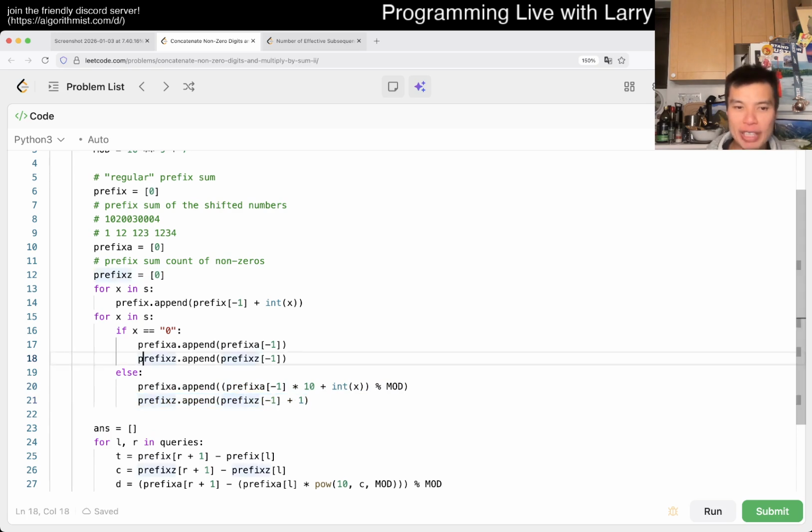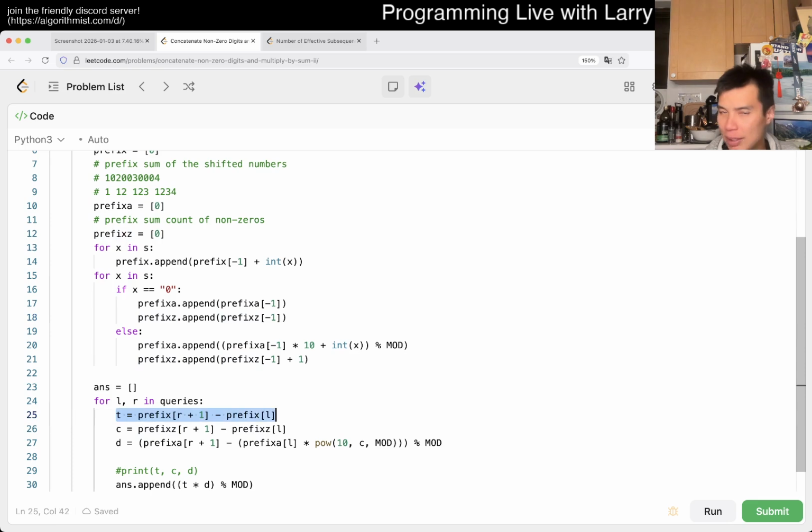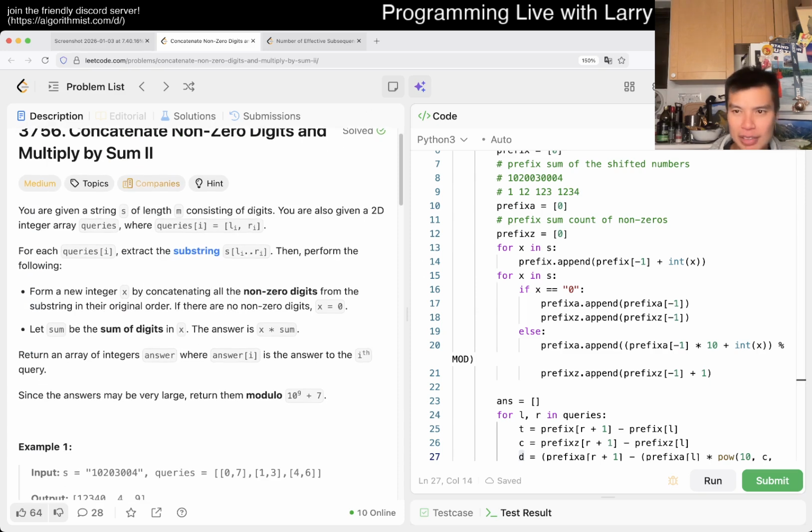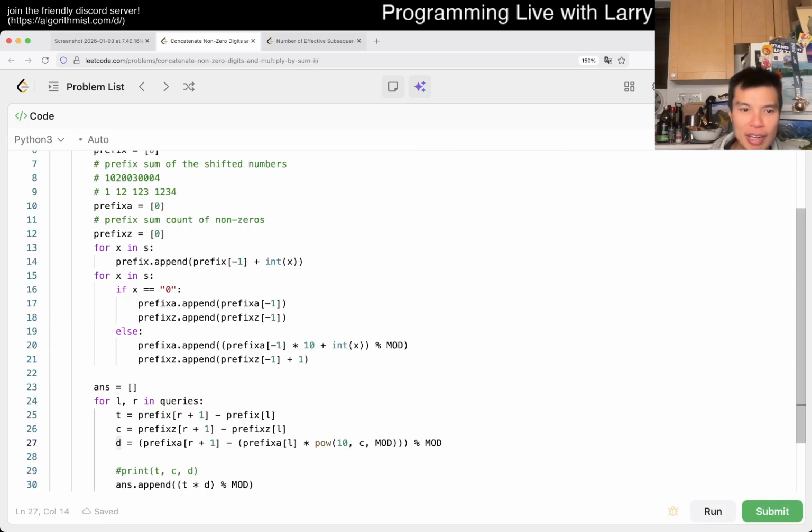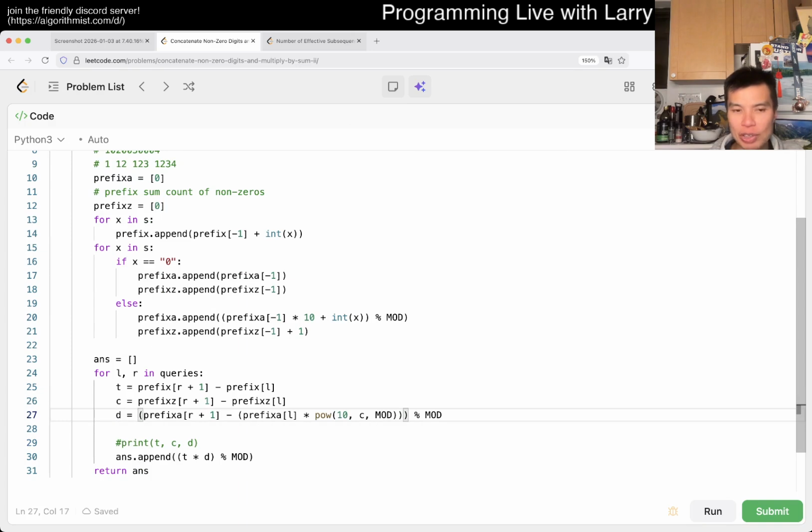And then for each query, the prefix sum one should be straightforward. The count of the non-zero digits also should be straightforward, because that is like the prefix sum, but with just 0s and 1s, right? This one is a little bit tricky. Did I pick D, or is that the number they give? No, I think I picked D for digit. Anyway, so it is equal to the delta, right?